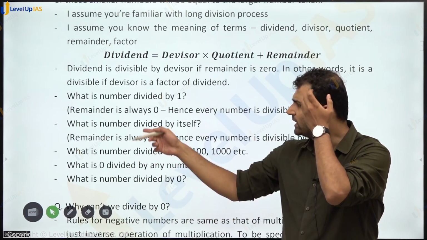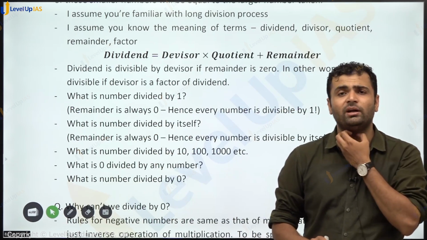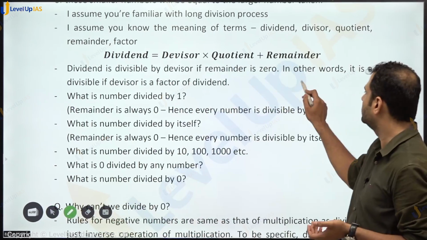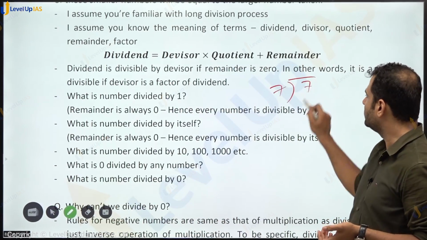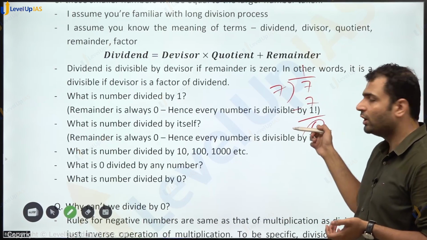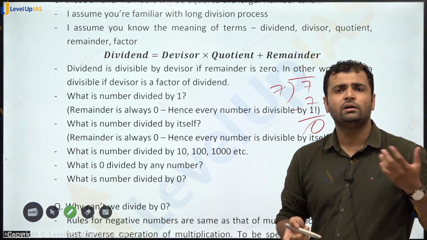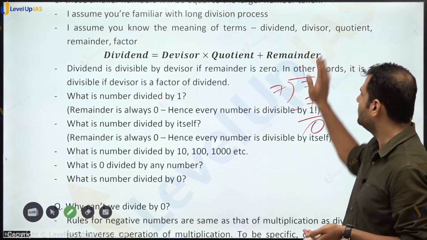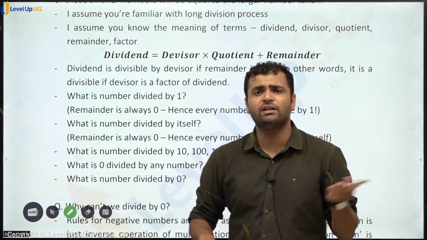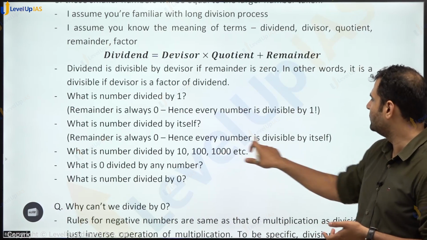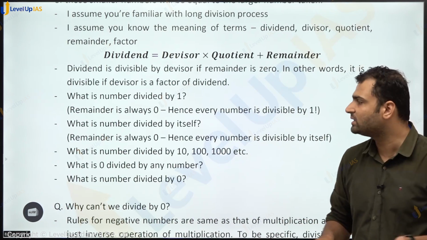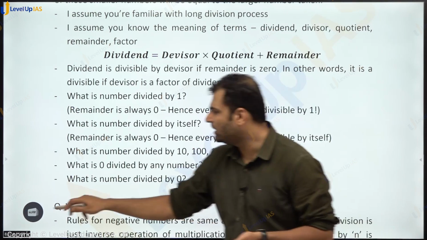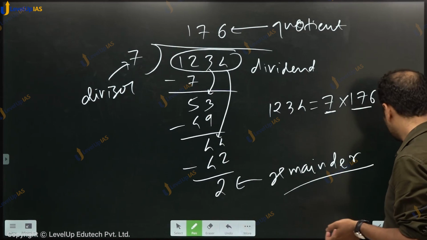Fine. What is the number divided by itself? If you divide any number by itself, then the remainder is always 0. For example, 7 divided by 7: 7 ones are 7, remainder is 0. What do we mean by remainder 0? That the number is a factor. So every number is a factor of itself, or every number is a multiple of itself. Every number is divisible by itself. All are equivalent statements. Now dividing by 10, 100, 1000, it is again the reverse operation of multiplication.